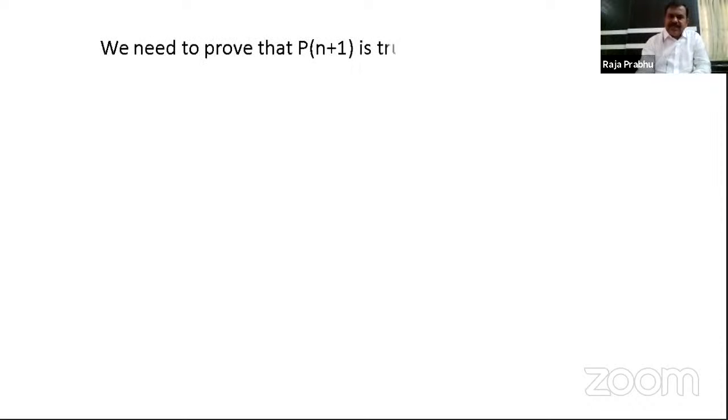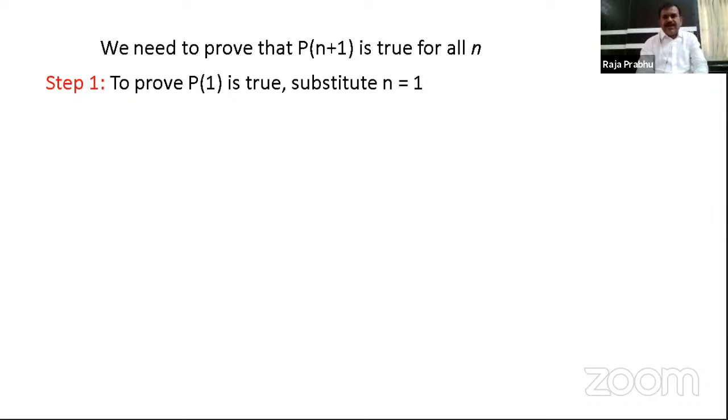So P of n will be up to the nth term. Now here we have to prove it is true for all the values of n. For that, this is the first step. The first step is we have to prove that it is true for n is equal to 1, meaning substituting n is equal to 1 in the left hand side part and also the right hand side part.